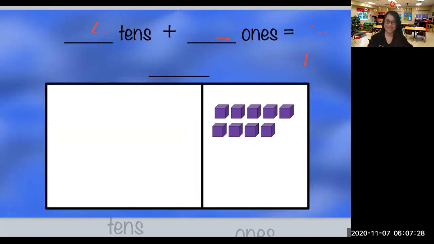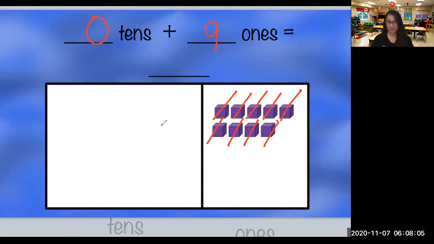How about this example here? Do you see any groups of 10s? If your answer is no, then that is correct. So what do we do? We just put the number 0 because there's no group of 10. Now, how about those ones? Let's count those ones, please. 1, 2, 3, 4, 5, 6, 7, 8, 9. Good job. We have 9 ones.